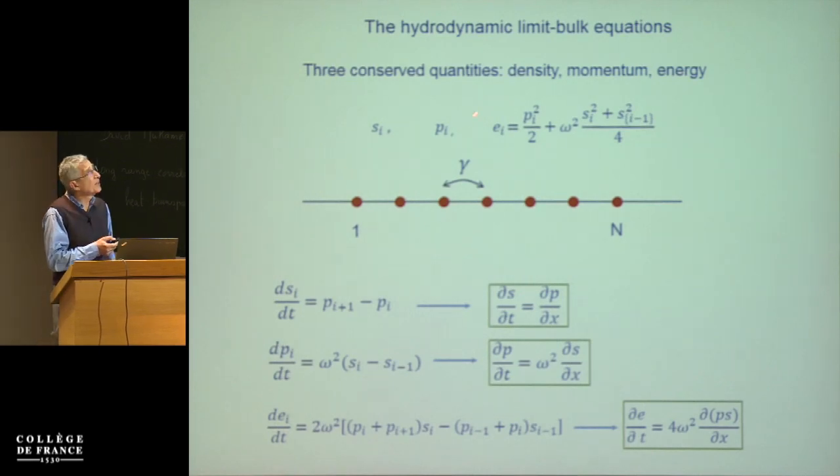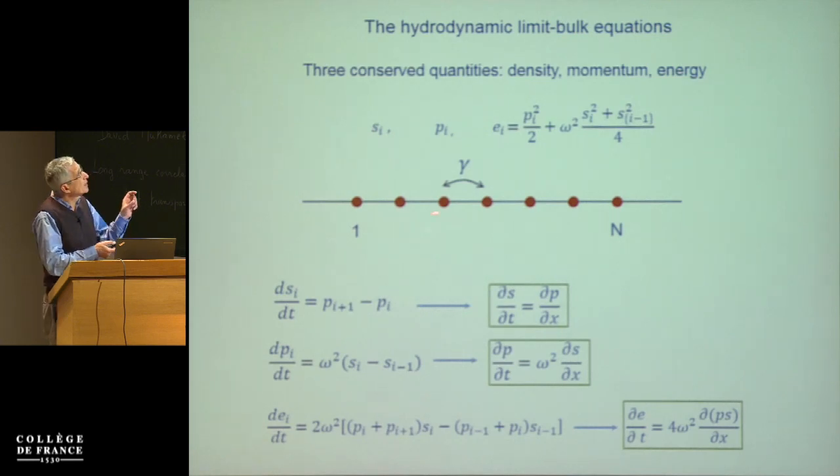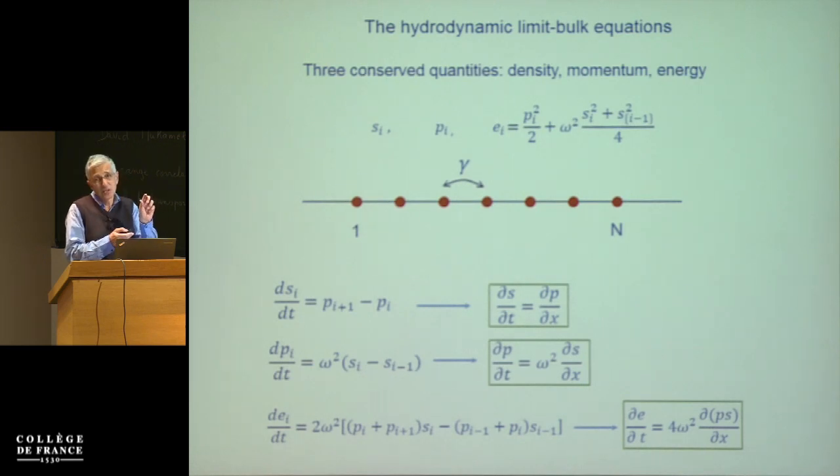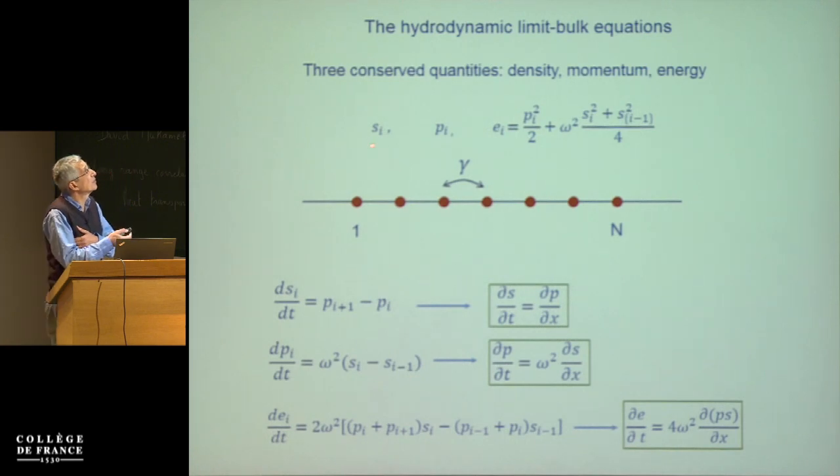Now, in the hydrodynamic limit, you see this model has three conserved variables. It's the density, the momentum, and the energy, right? We conserve all these three variables, as usual, which are basically S_i, the distance between nearest neighbor particles, which is just 1 over the density, P_i, the momentum, and the energy, which is the kinetic energy plus the potential energy of each particle.